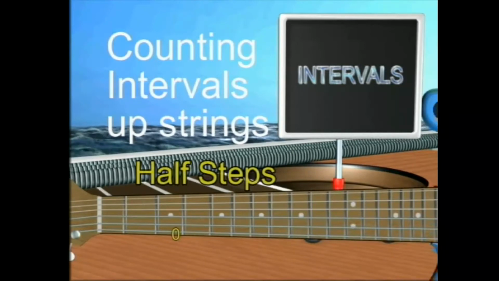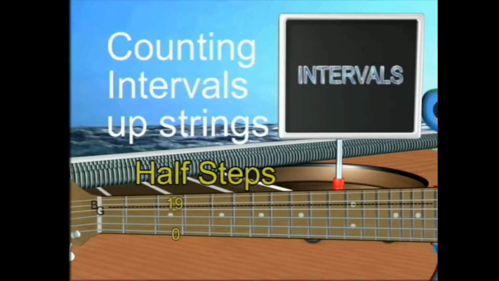So we can count the interval or distance all the way across the strings from the low E string to the high E string. 5, 10, 15, 19, and 24, which is 2 octaves. Note that we only added 4 half steps between the G and B strings.